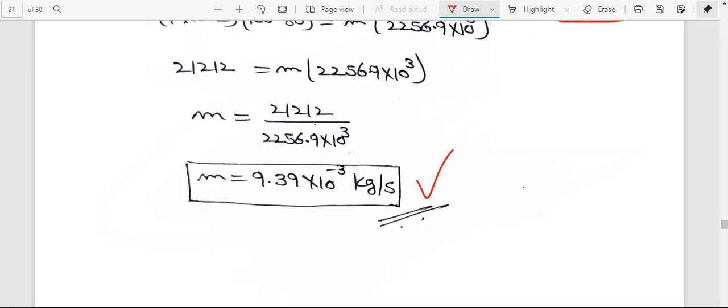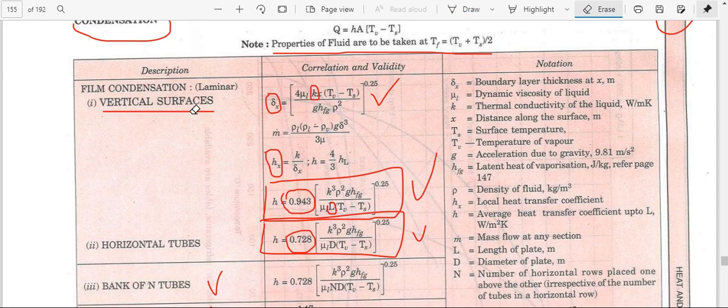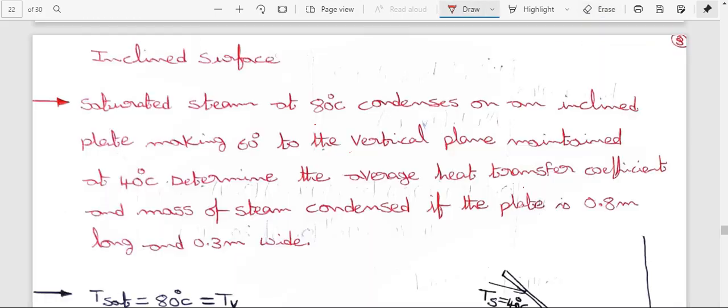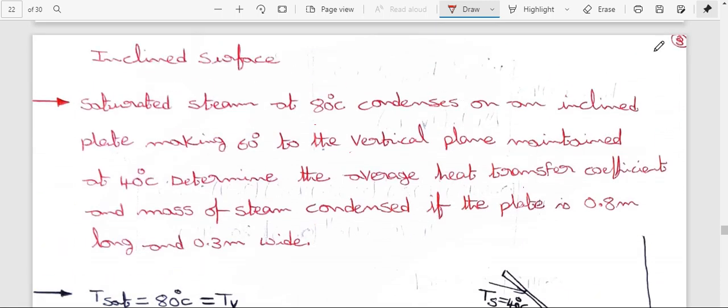So, coming to the next question, that is inclined surfaces. In this vertical surface we have to take a vertical surface like this. So in this second question we have to take an inclined surface. So this is the important problem.